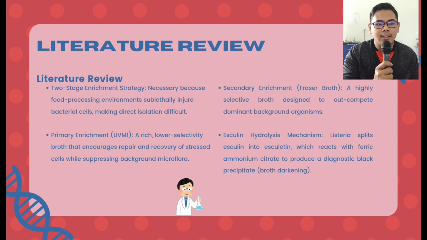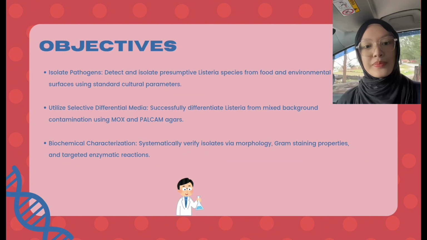Following enrichment, differential agar media are utilized. These media exploit specific biochemical pathways, most notably the hydrolysis of esculin. Listeria species produce an enzyme that splits esculin into esculetin, which reacts with iron ions in the media to produce a distinct black precipitate, allowing clear visual differentiation from non-esculin hydrolyzing organisms.